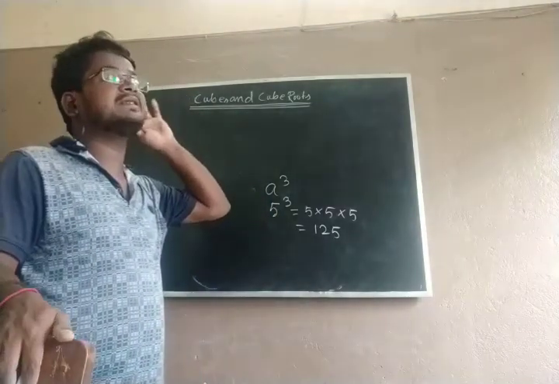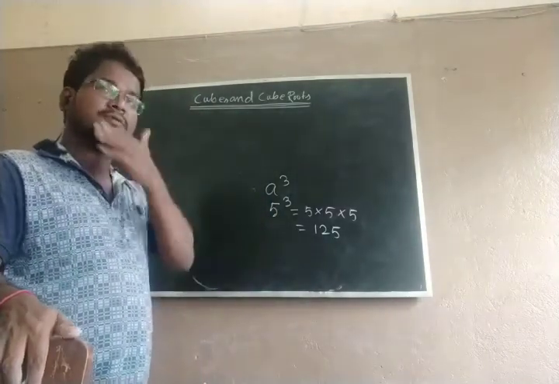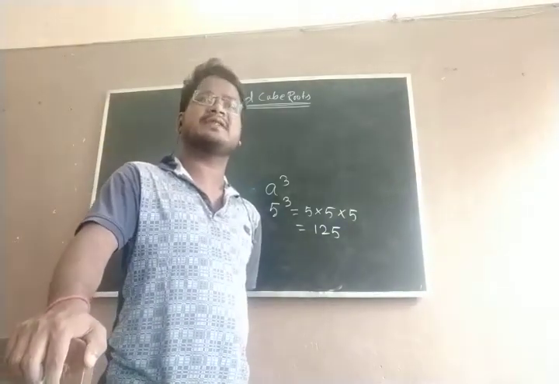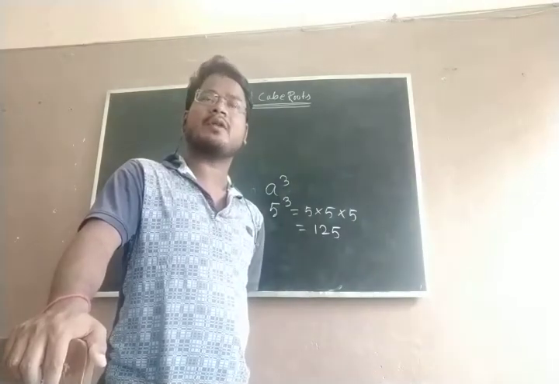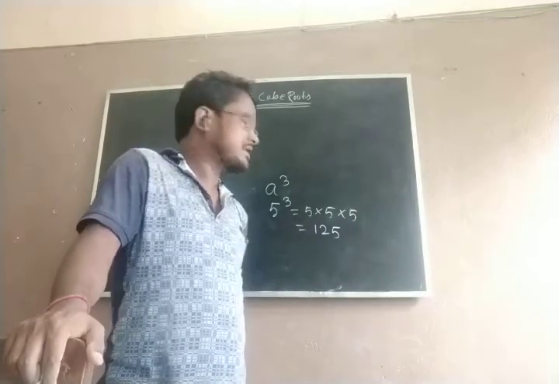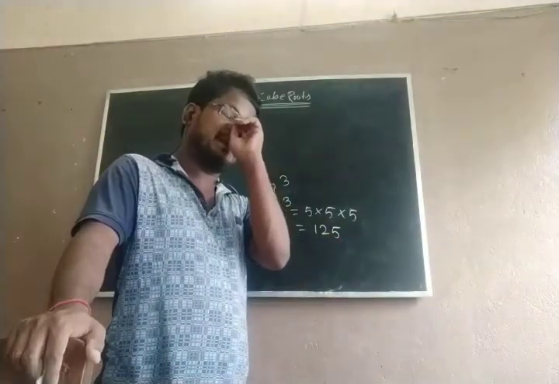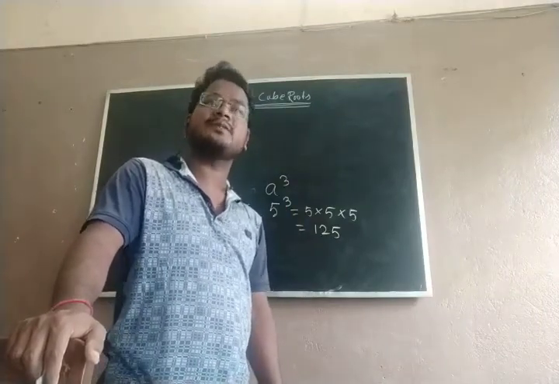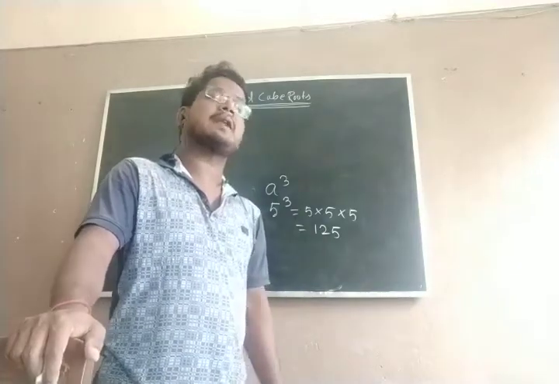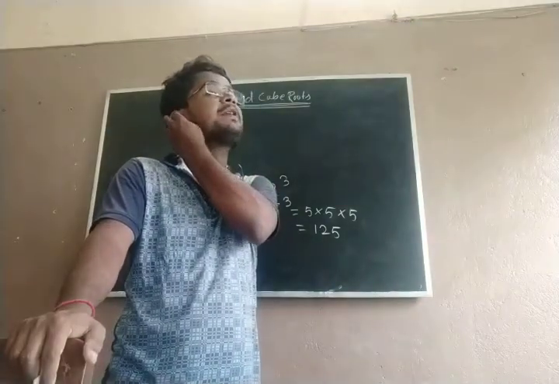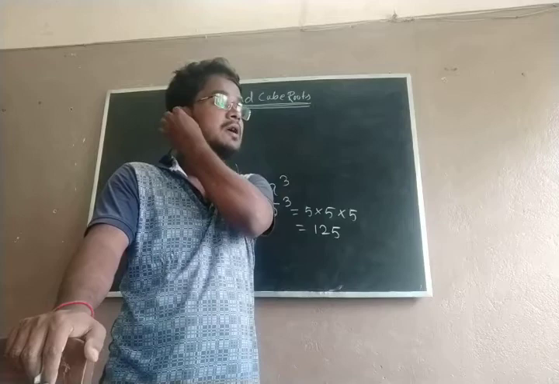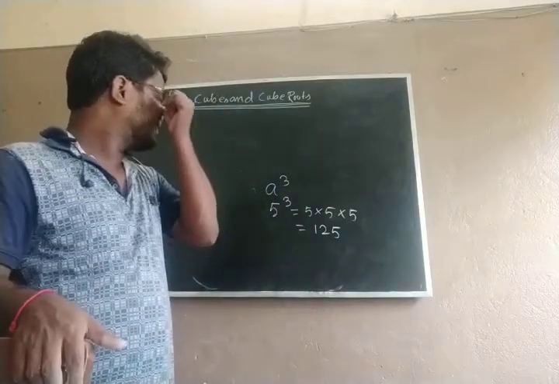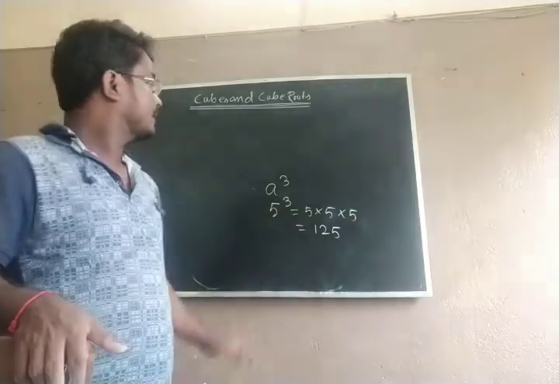As you learned in square and square roots, the square numbers or perfect squares are 1, 4, 9, 16. These are the square numbers or perfect squares. In the same way here, 1, 8, 27, 64, 125, all are perfect cubes or cube numbers. So this is the cube.